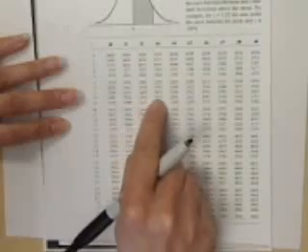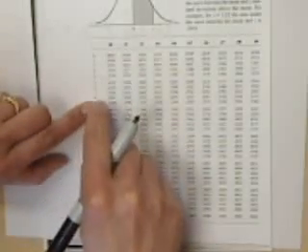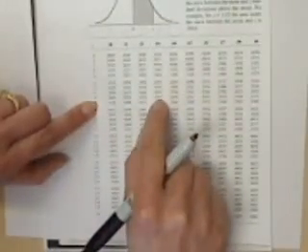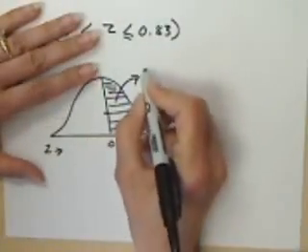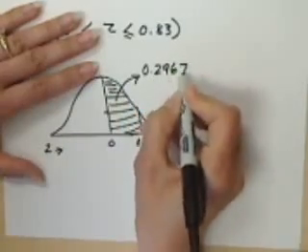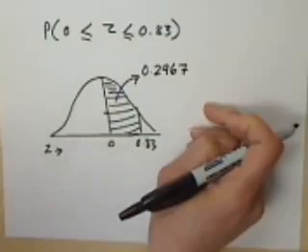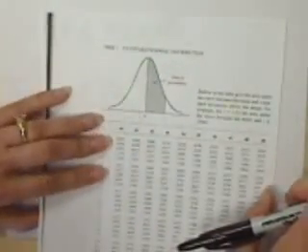0.83 is 0.2967. This is how you read it. 0.8, 0.03. At the intersection, you see 0.2967. So this area that you look up, 0.2967, is the area contained between the mean and that z-value. You know that because this is how the table in your book is designed.